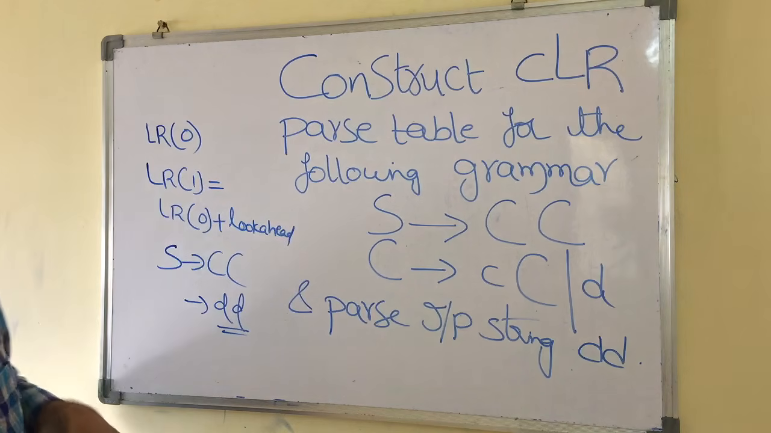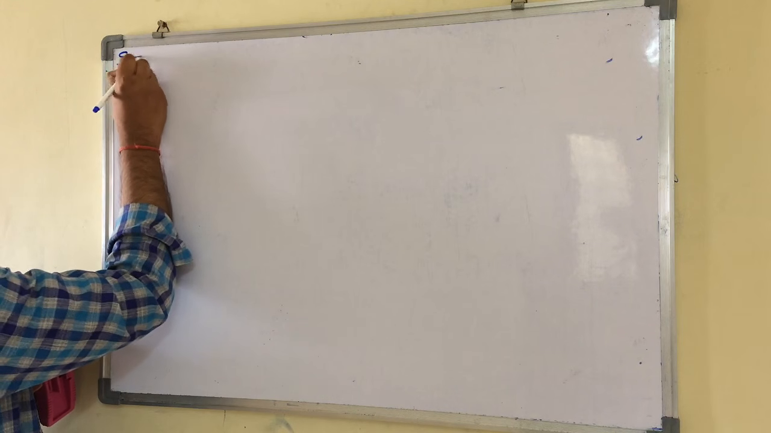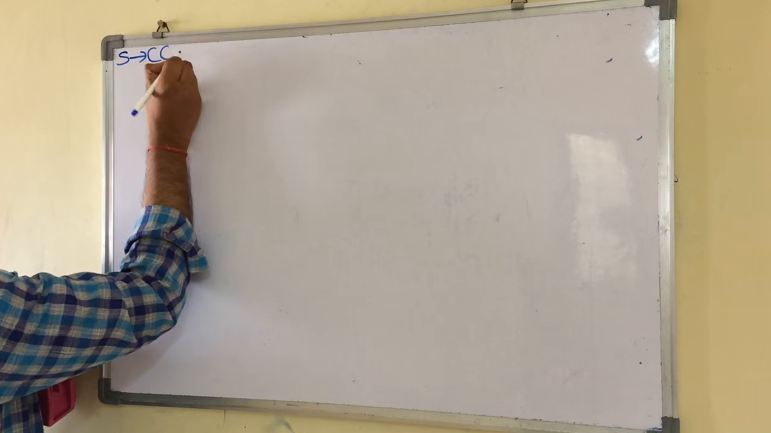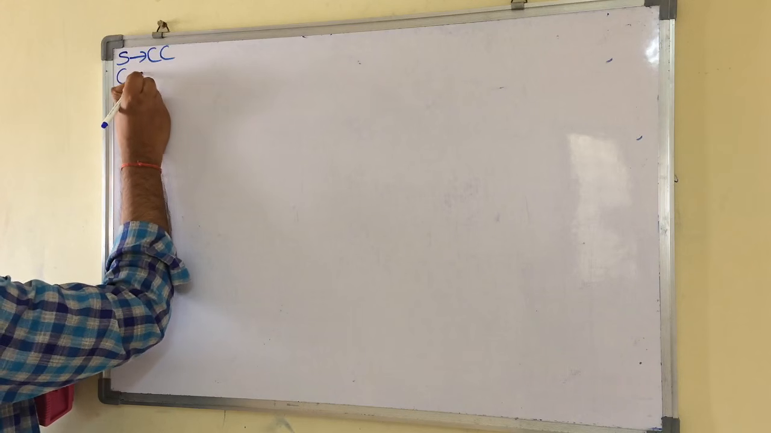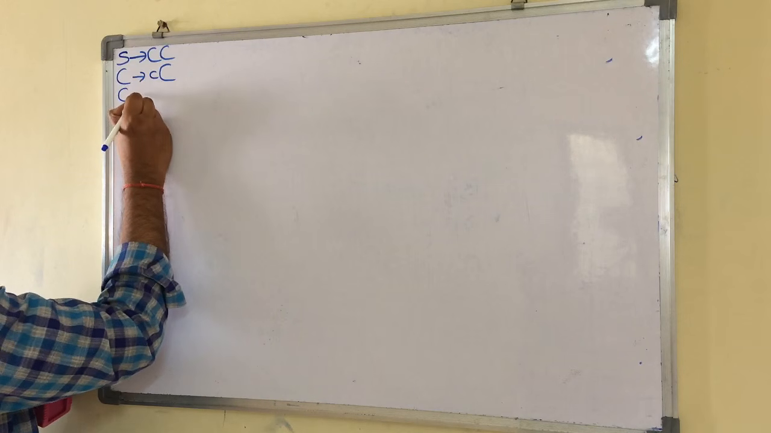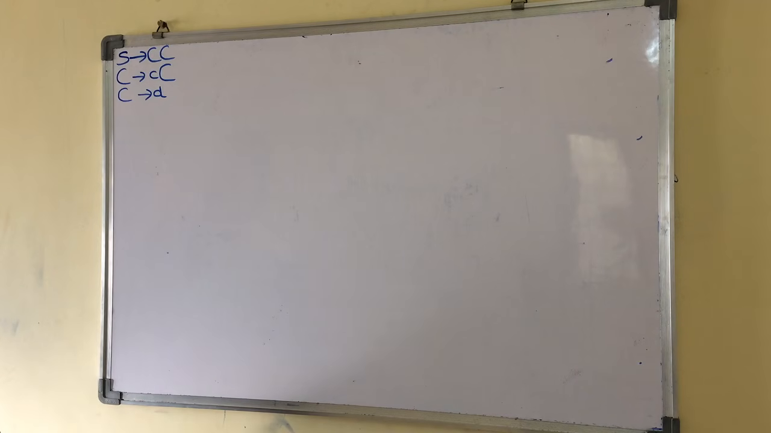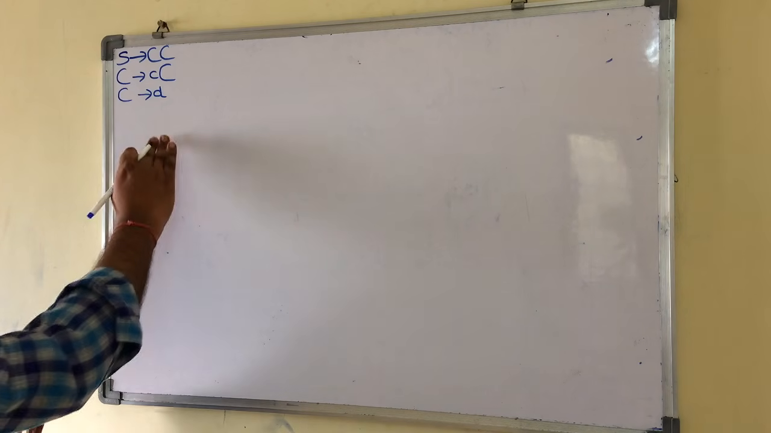So here the first production is S produces CC. Next one, C produces small c, capital C. Next one, C produces small d. So this is the grammar that is given in the problem.